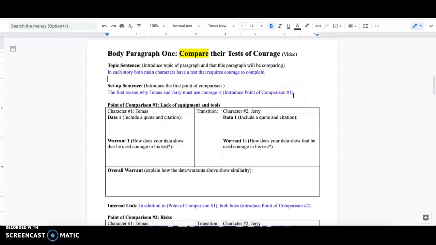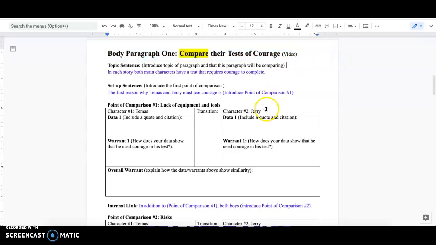This is your introduction video or instructional video for body paragraph 1. So if you look right here, body paragraph 1 is a compare paragraph about how each boy had a test that required courage. So you'll be comparing the fact that both Tamas and Jerry had to use courage to accomplish their test, their rite of passage.